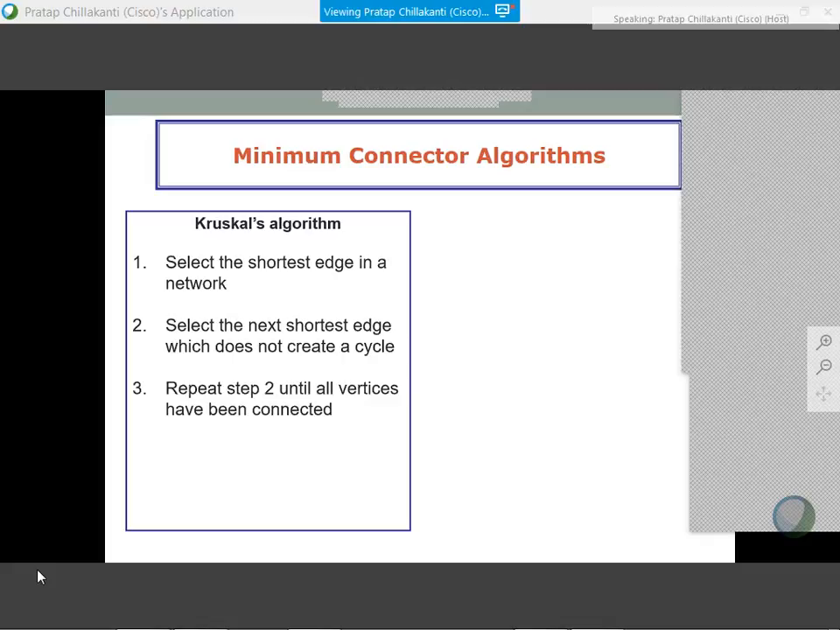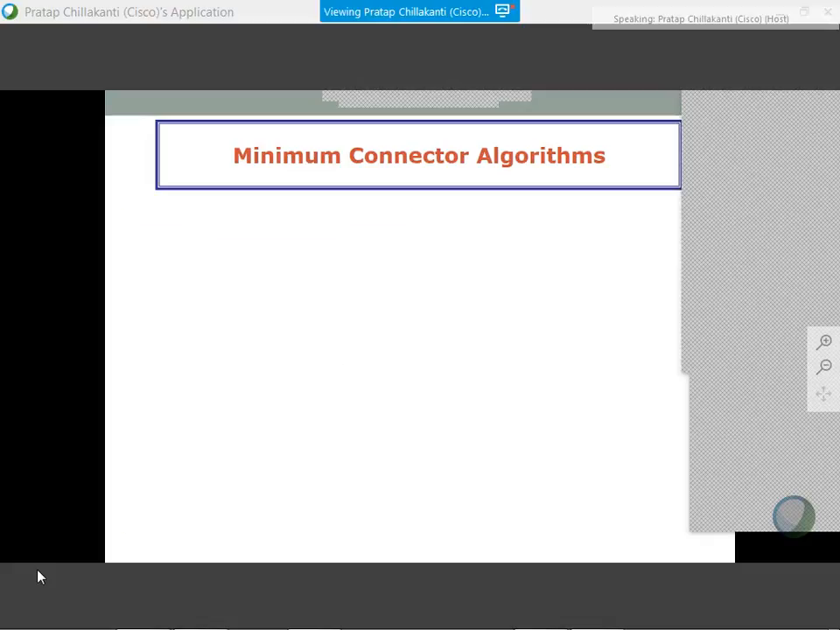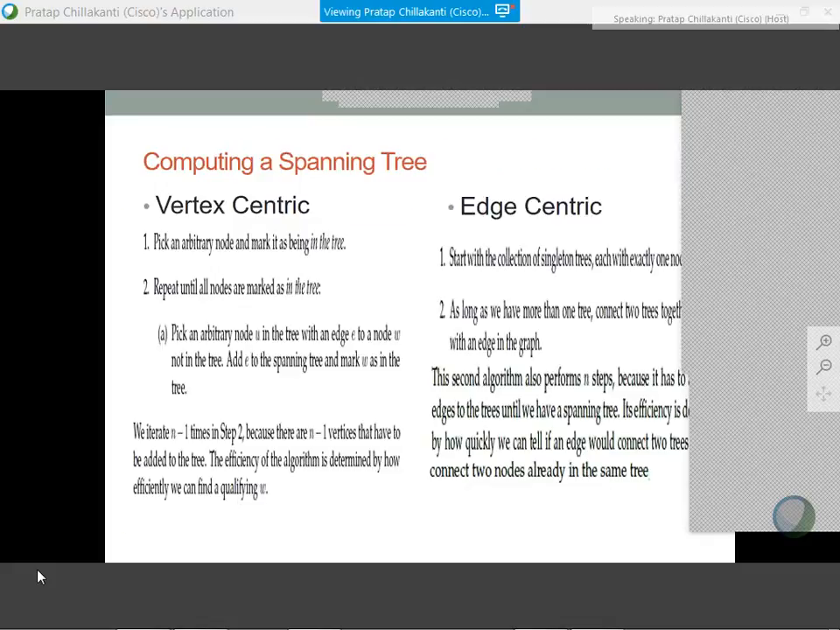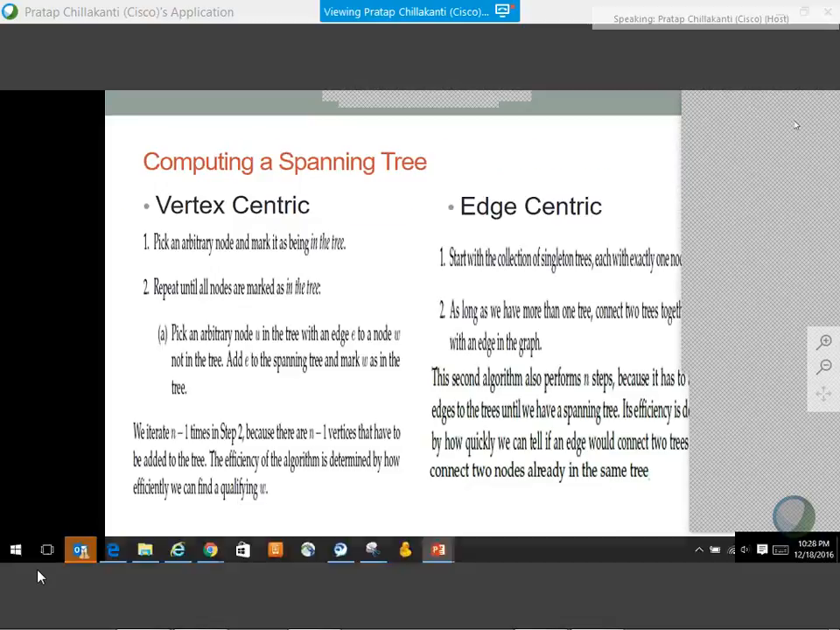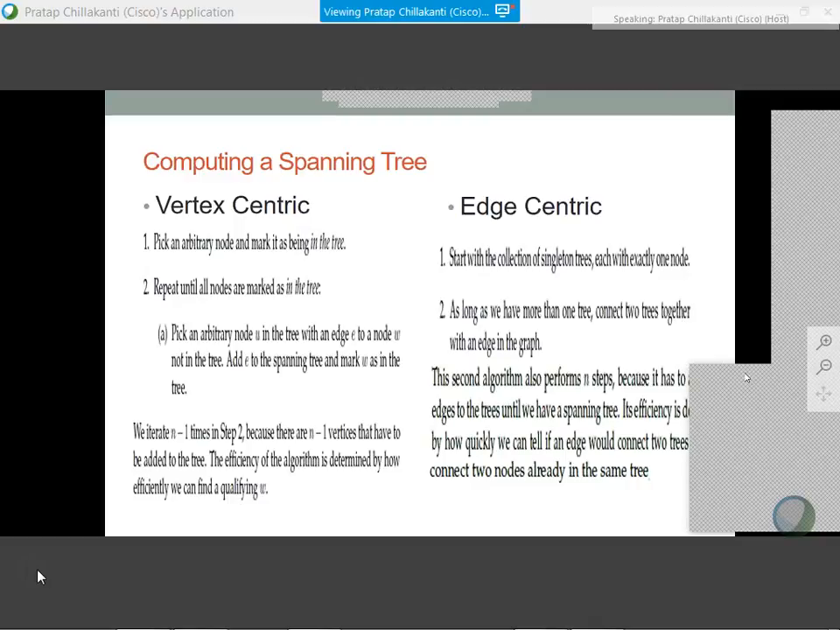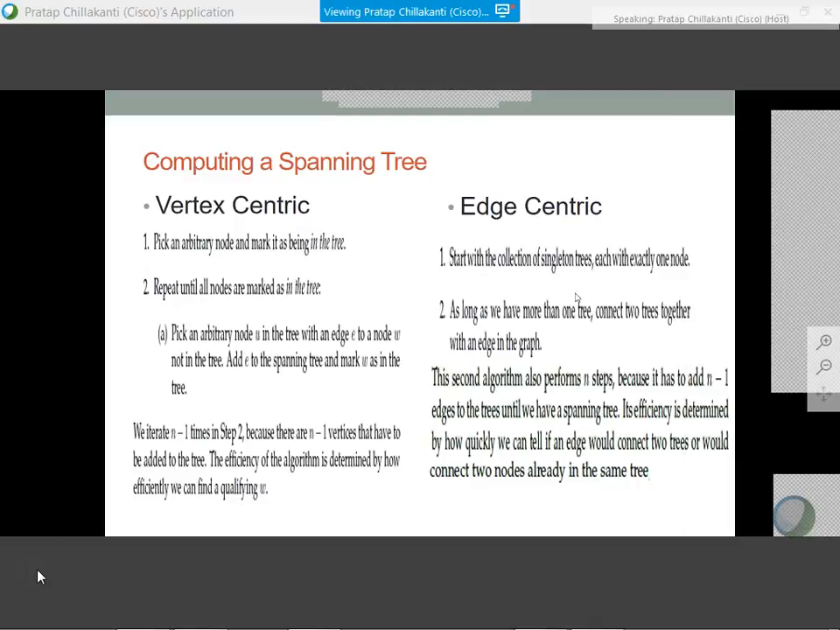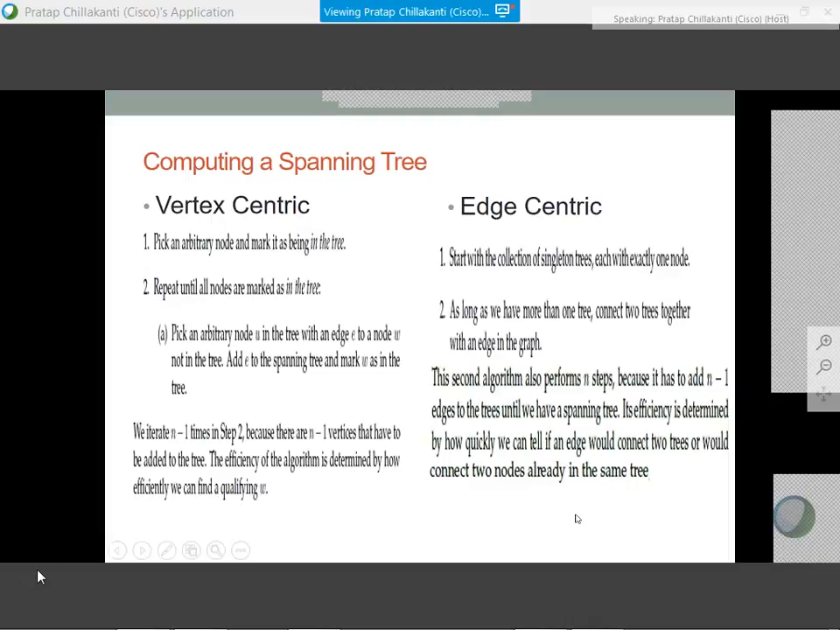That's what a spanning tree is, right? That you should have all the vertices. Okay? Looks pretty simple. That's what this big slide on the back is. That edge-centric approach is Kruskal's algorithm. So that means start with the collection of single trees, each with exactly one node. Right? You start applying this algorithm. That's all we are doing there anyway.